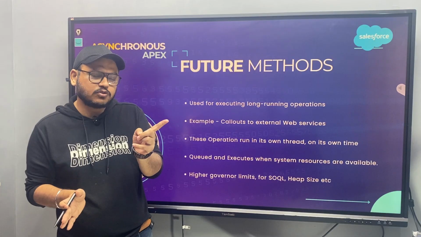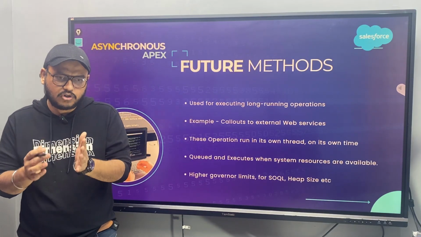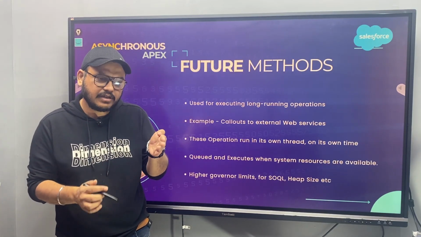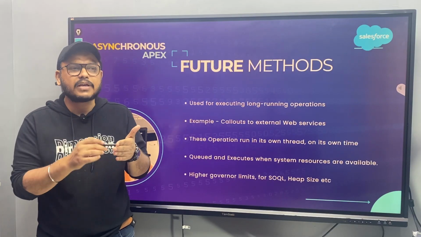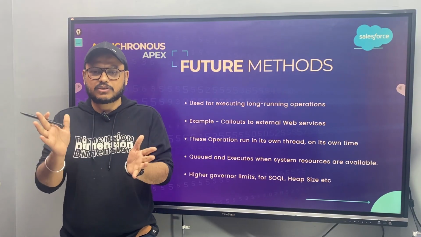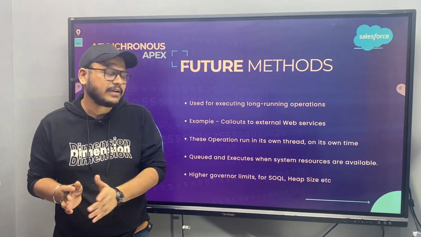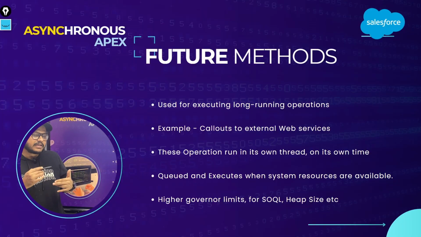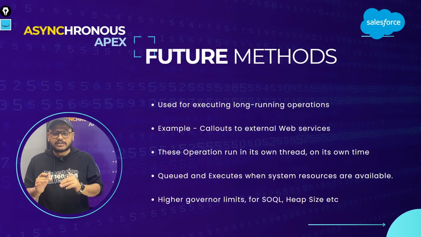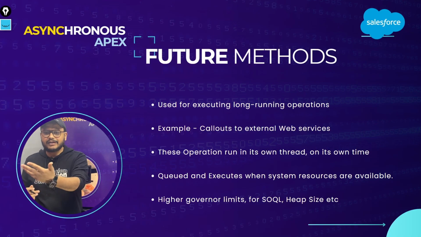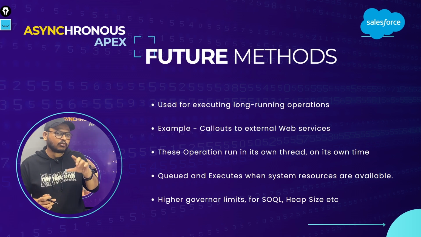So with synchronous Apex, what will happen if the system resources are not available and you have just defined a method? The method tries to get executed, and if it finds the system resources are not available, if it is not able to get executed, it would fail, right? But with the future method, what happens? It waits in the queue, and when the system resources become available, then it gets executed, which is the good thing about a future method.